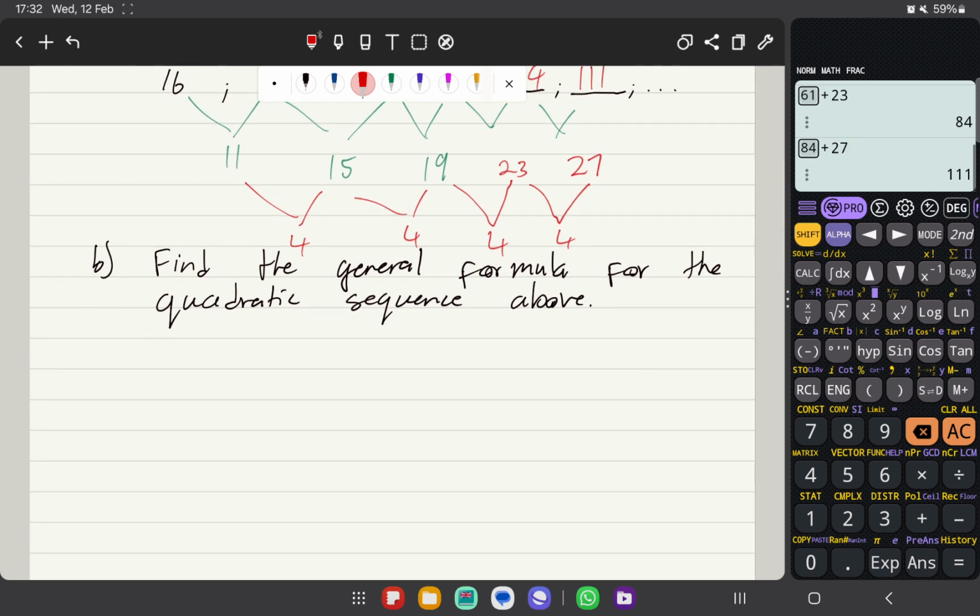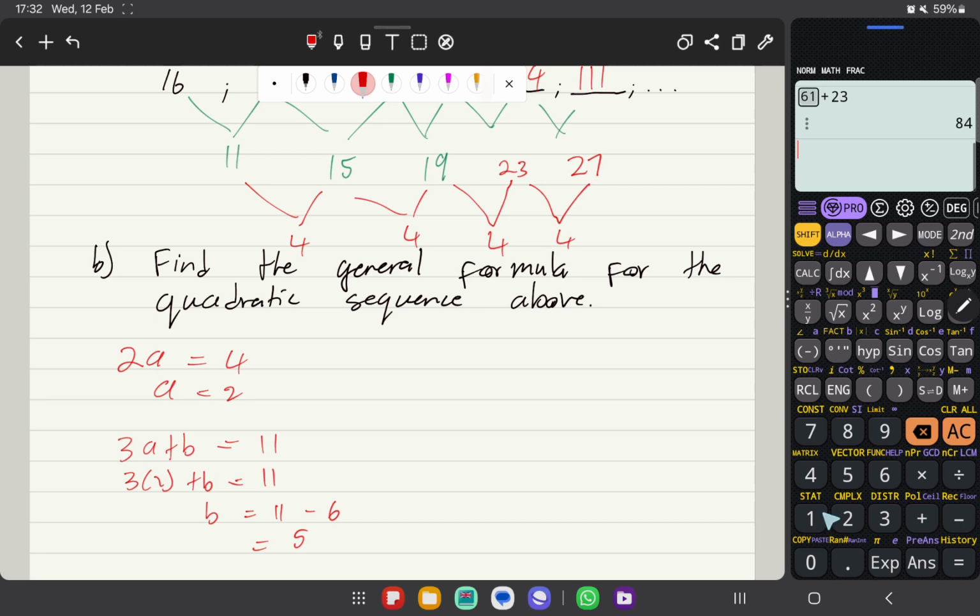Let's just find the general formula. We're gonna start with 2a equals 4. Then a equals 2. And then we have 3a plus b equals 11. That means 3 into 2 plus b equals 11. And then b equals 11 minus 6. I think that's gonna be 7. No, it has to be 5. Let me just try it. 11 minus 6, yes, that's 5.